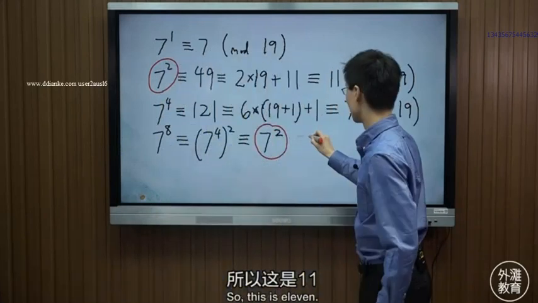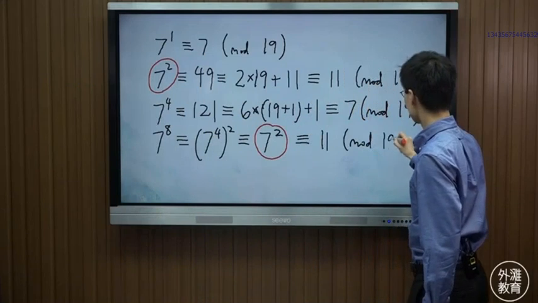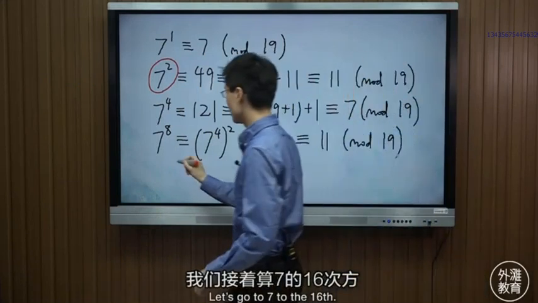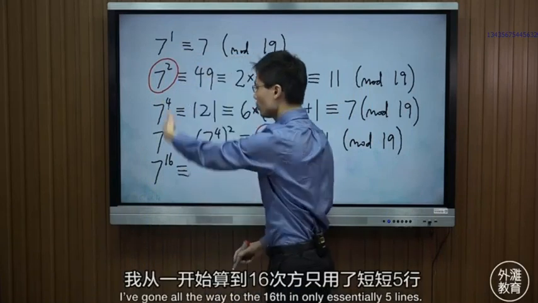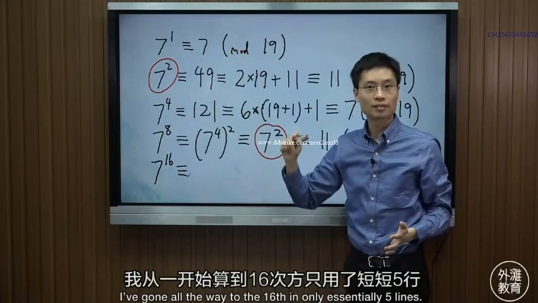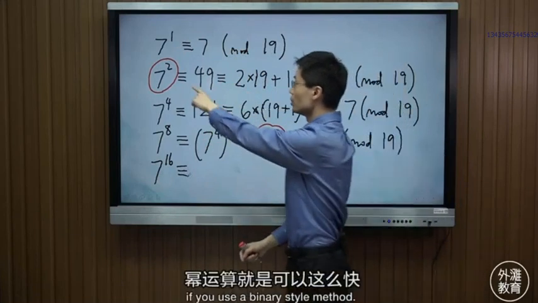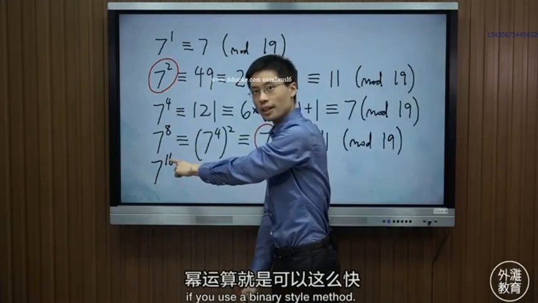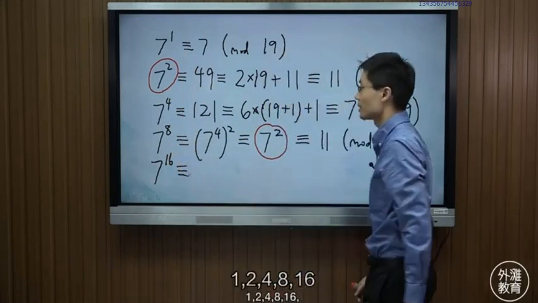So this is 11. Let's go to 7 to the 16. As you can see, I've gone all the way to 7 to the 16 in only essentially 5 lines. This is how fast it is to take a power if you use a binary style method. This is like the binary digits: 1, 2, 4, 8, 16.